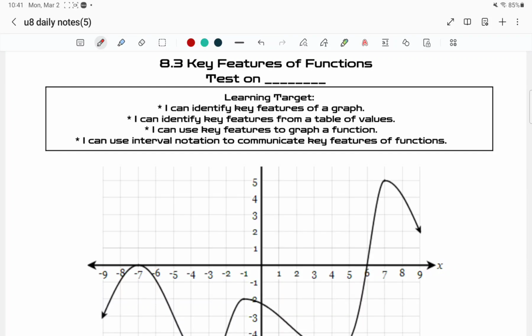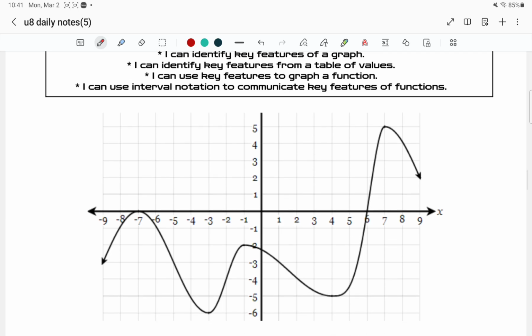All right. Hey guys, we're going to be talking about the key features of a function. So what that means is I've got a line. Like last video, we talked about, well, where is the graph? Where does it cover? X values, Y values, what does it have? Today we're going to be going a little bit more in depth with that.